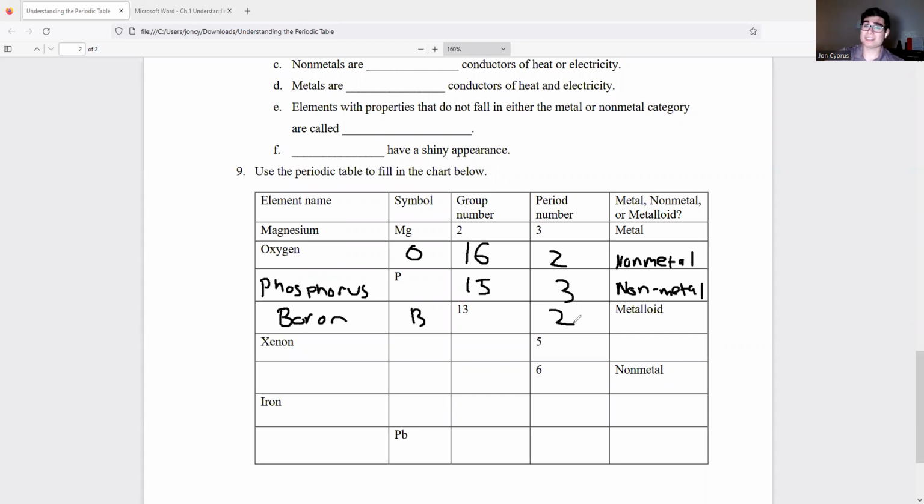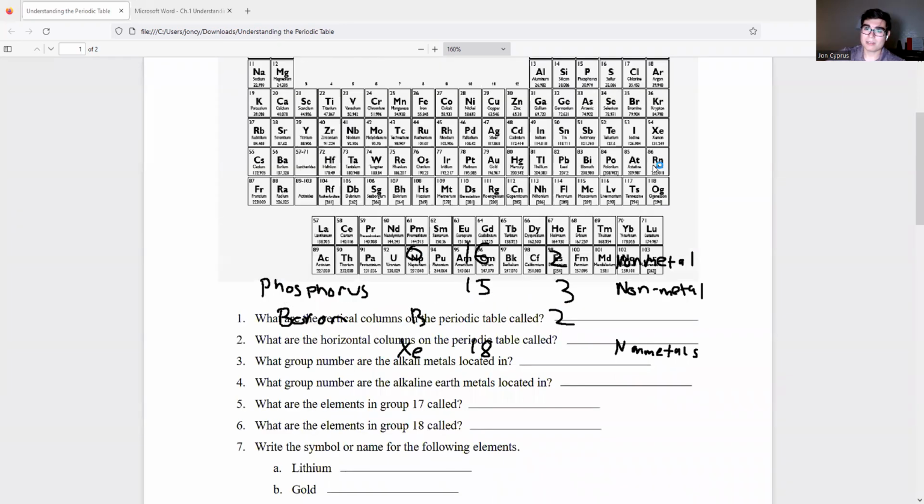Next, we have xenon. So the symbol for xenon is Xe. This is actually in the noble gas section. Noble gases we also define as nonmetals, but we typically refer to them just as noble gases. So it is a nonmetal though. Next is the group number. It's in group number 18, right over here.